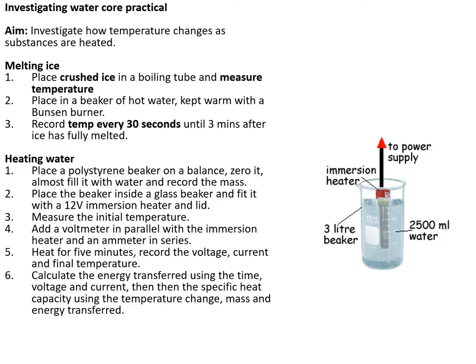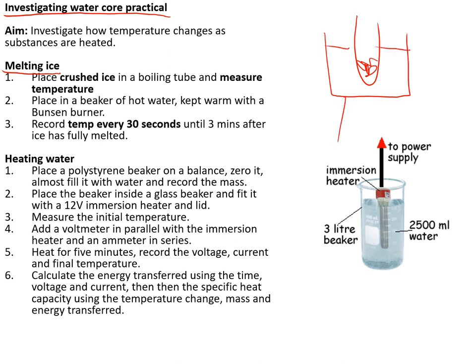We did a core practical investigating what happens as you heat water. The aim was just to see how the temperature changes as substances are heated. So the first one involved melting ice. We got some crushed ice and we placed it in a boiling tube. So here's our boiling tube, there's our crushed ice in the bottom. Then we measured its temperature and put that into a beaker of hot water that had been heated in the kettle, to make a little water bath.